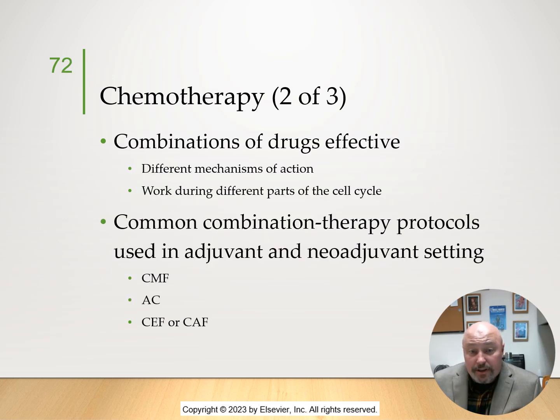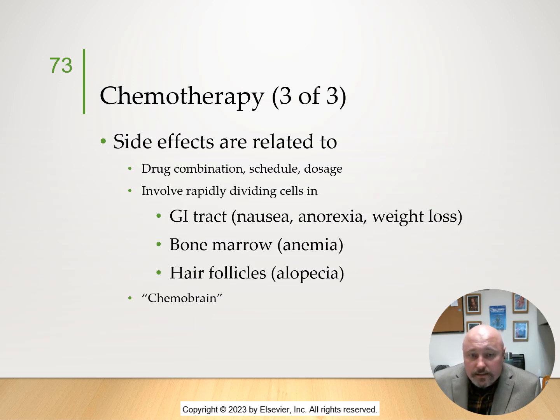Again, chemotherapy is a combination of drugs, each with different mechanisms of action that affect different parts of the cell cycle. And there are common combination therapy protocols used within both the adjuvant and neoadjuvant setting. Side effects of chemotherapy are related to the drug combination, the schedule, and dosage, and involve rapidly dividing cells within the GI tract, the bone marrow, and the hair follicles in the case of alopecia.